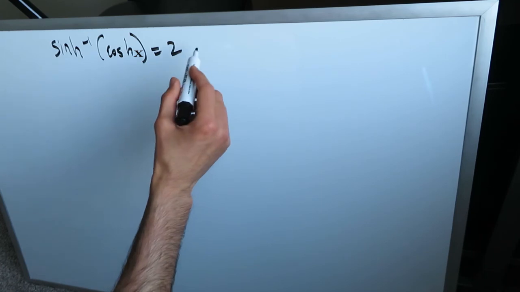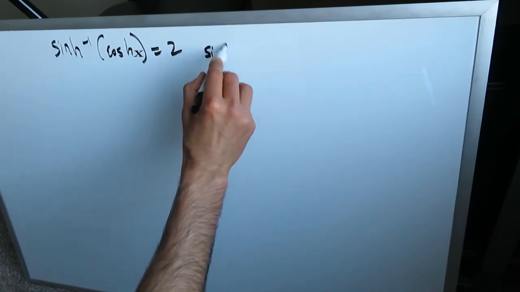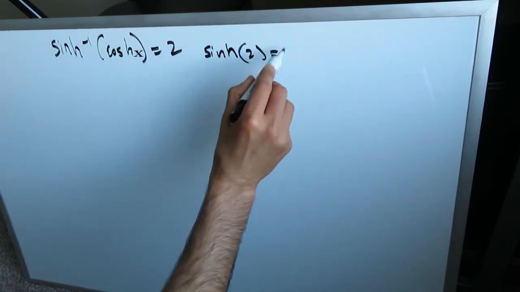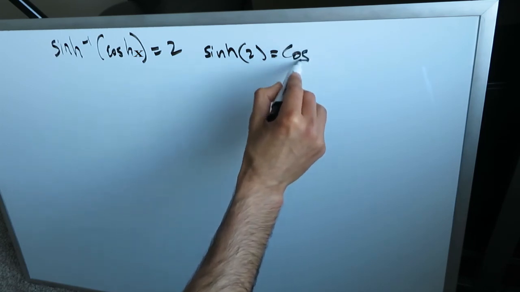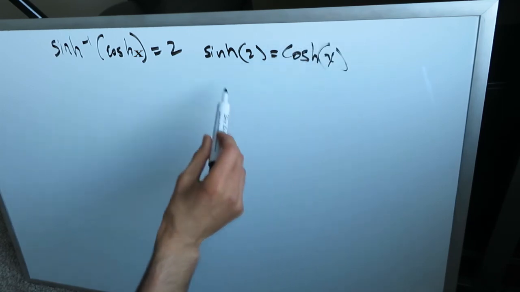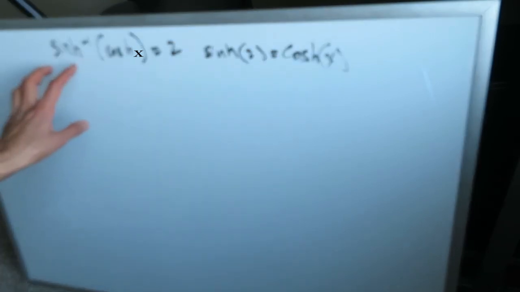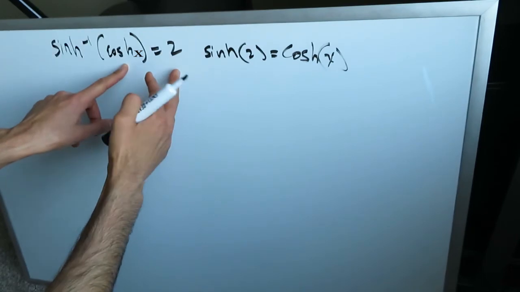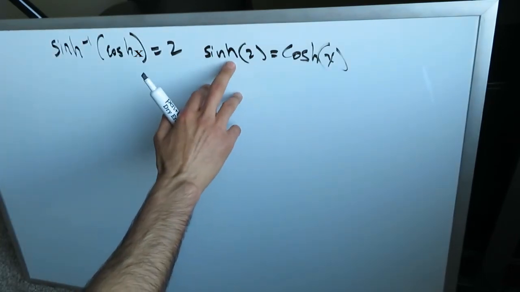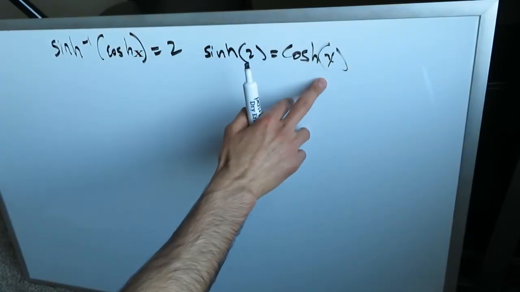Wouldn't this be the same as saying sine h of 2 was equal to some value, and that some value was cosine h of x? Think about it. This right here is the same as saying that. You're trying to find the inverse hyperbolic sine function of cosine h, which was giving you 2, but the hyperbolic sine function of 2 was giving you cosine hx.